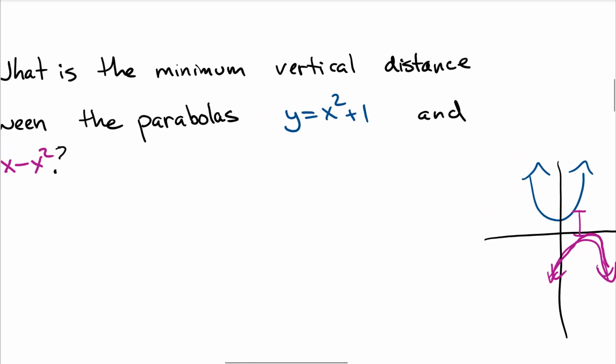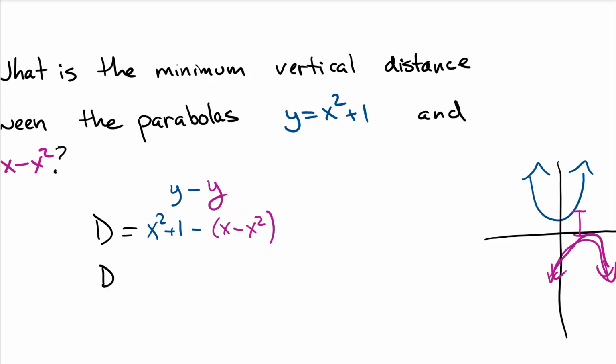We want to find the minimum difference of those y values. So why don't we take the one that's on top, our y, and subtract out our other y: x squared plus 1 minus x minus x squared. I think that would be a pretty good formula for the distance between them. So let's clean it up: the negative goes through, and what do we get? 2x squared minus x plus 1. I think that's what we got.